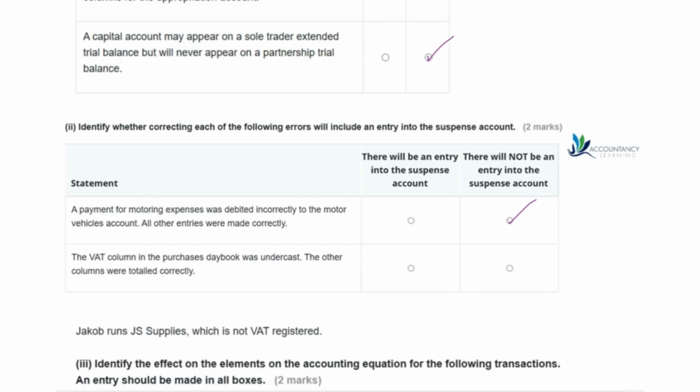The VAT column in the purchases daybook was undercast. The other columns were totalled correctly. So as we've got an imbalance in our debits, so our debits do not equal our credits on this one because the VAT column was undercast, that means we will need an entry into the suspense account.